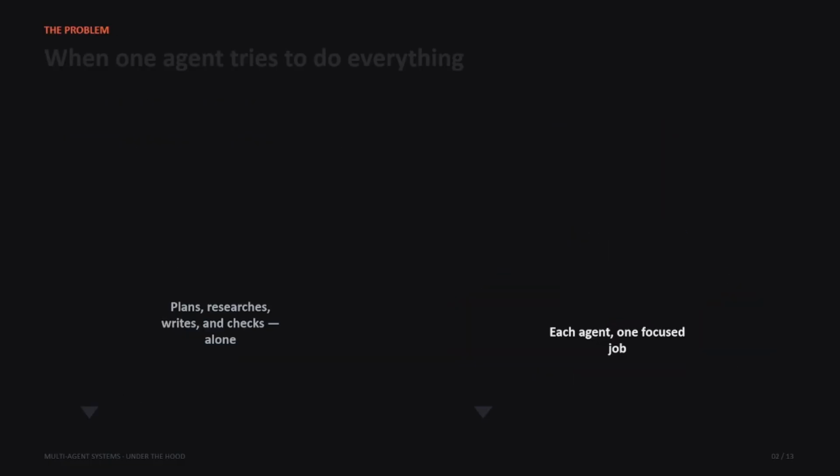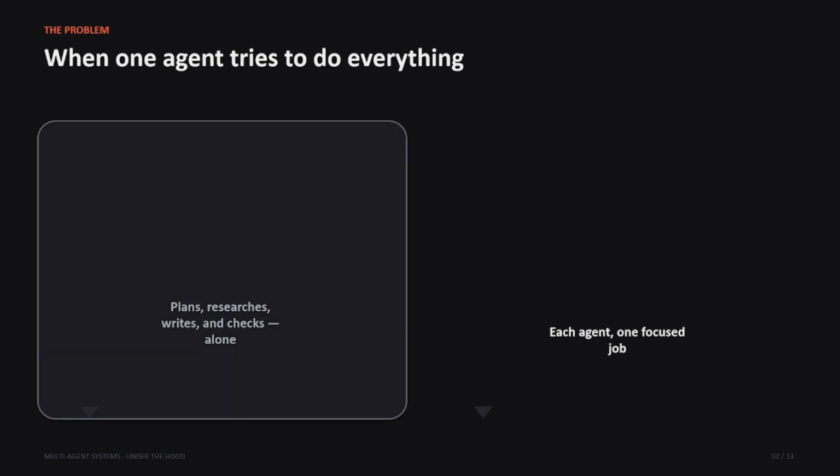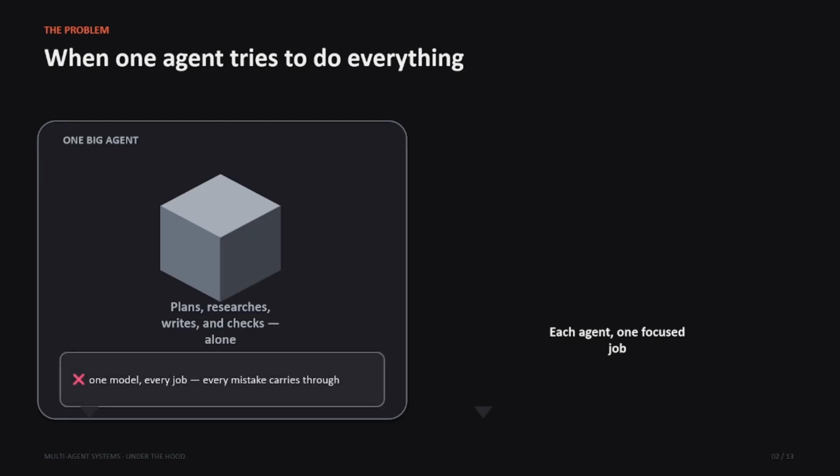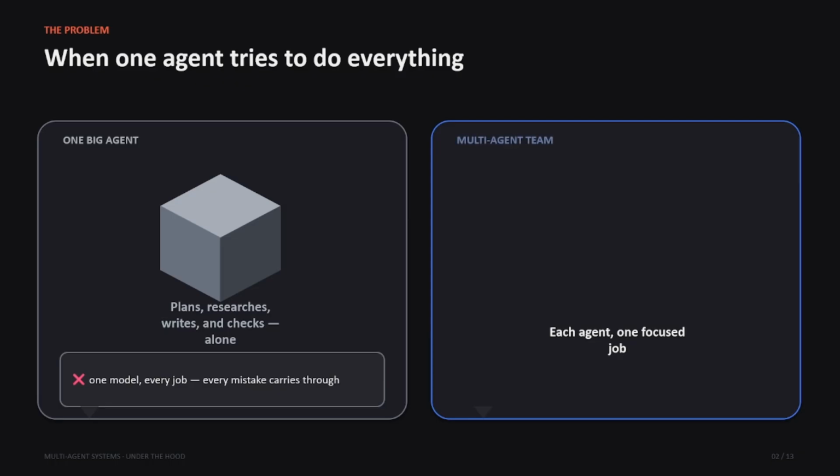Let us start with the problem. If one agent has to plan, research, write, and check everything by itself, it can become overloaded. If it makes some mistakes early, those mistakes can carry through the whole task. A multi-agent system solves this by giving each agent one focused job. So instead of one agent trying to be good at everything, we use a team where each agent does one thing well.